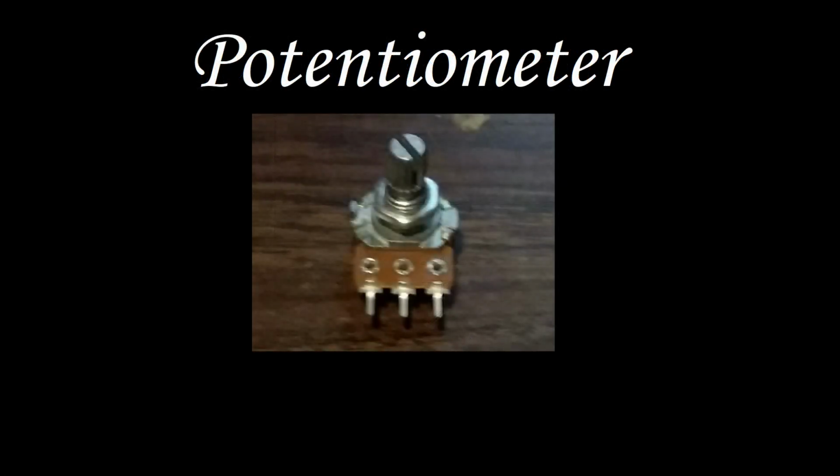You can use a potentiometer as a variable resistor by only using 2 of its pins, the middle pin and either outer pin of the potentiometer.